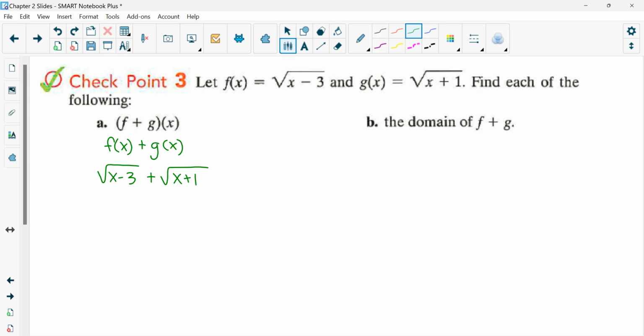All right, so square root of both of those. Remember, you can only add like radicals. Do we have like radicals underneath there? No, they're not the same. So guess what? We can't do anything else. This would be our answer. So f plus g of x equals.